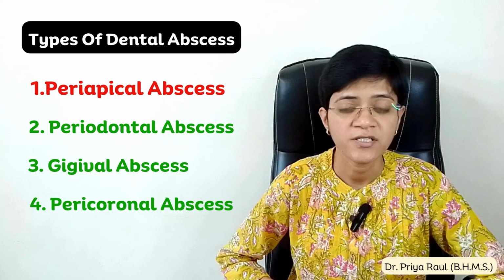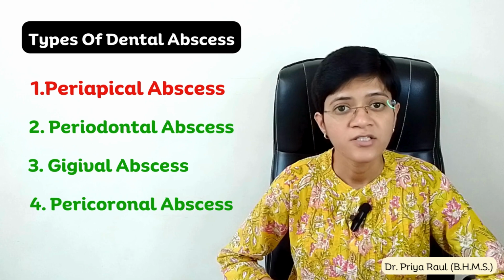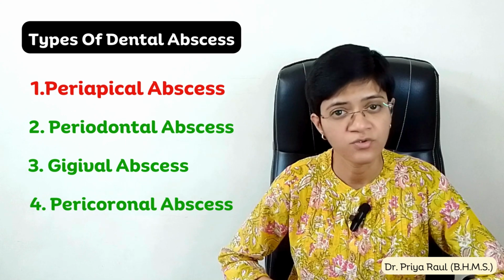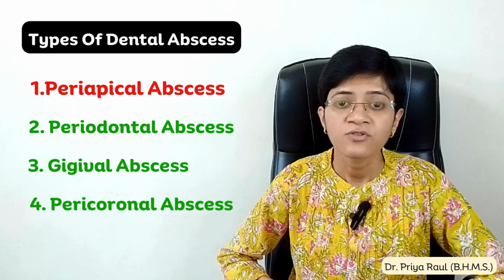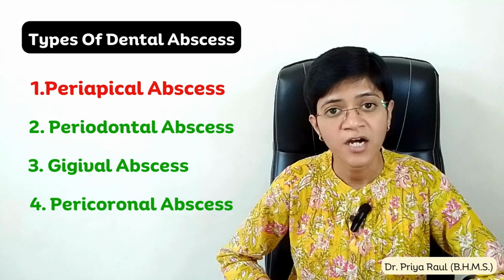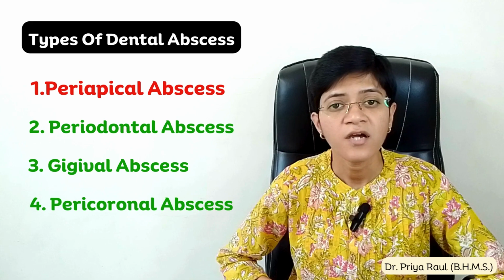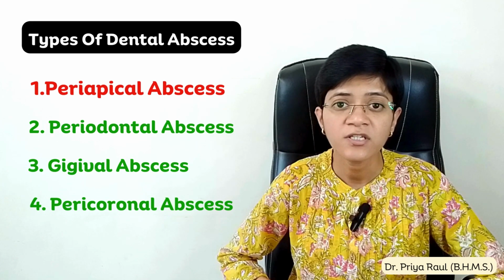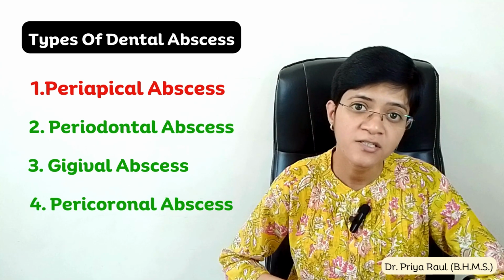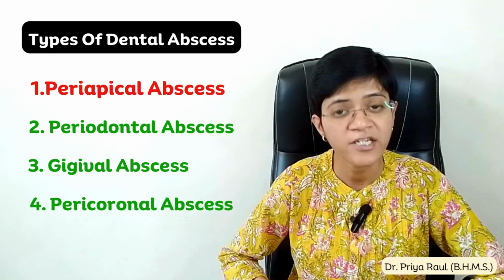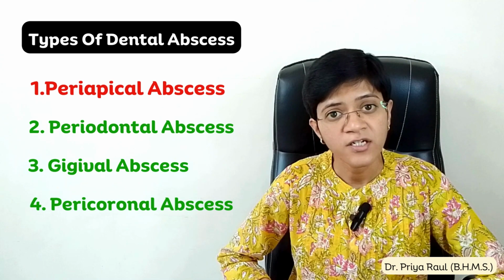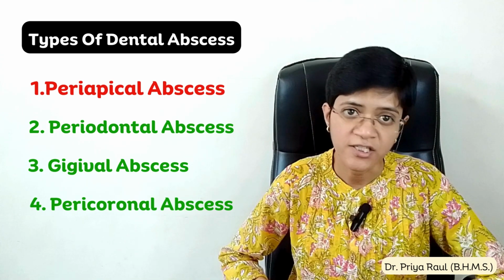The other 3 abscesses, pericoronal, gingival and periodontal abscess, form in the gum, not in the tooth. So it is seen in my practice that the abscesses which form in the gum are easy to treat and they go away easily with homeopathic treatment. But the abscesses which form in the tooth, in cases of periapical abscesses, are difficult to treat sometimes and they won't go away easily.